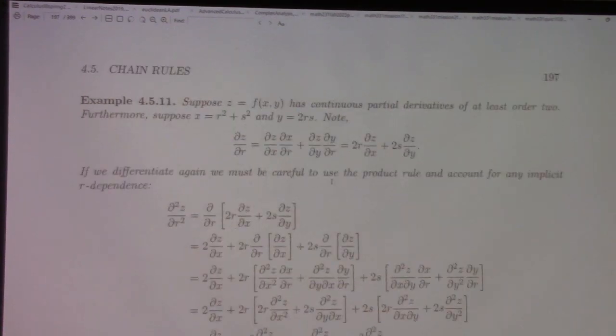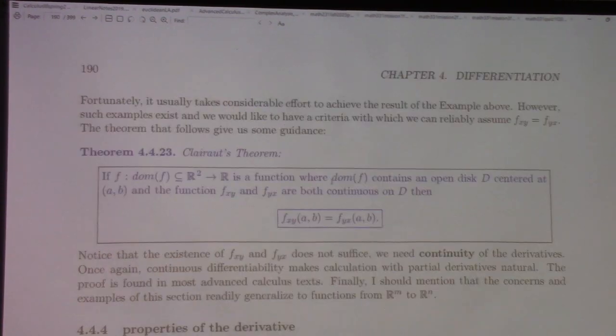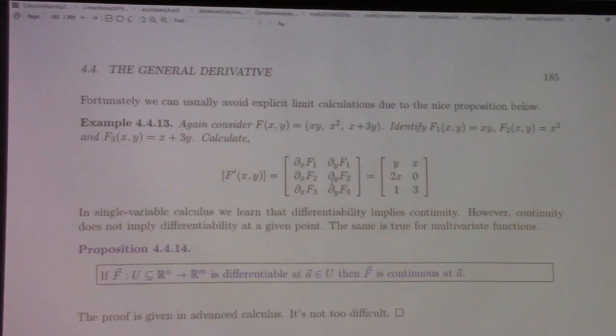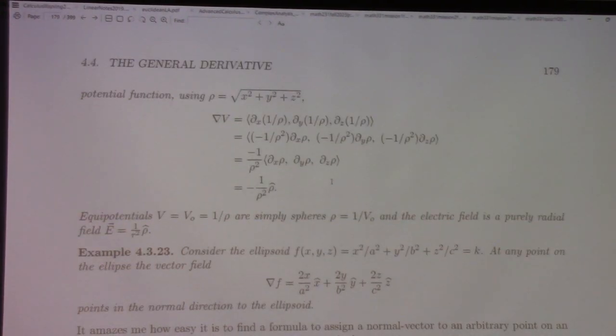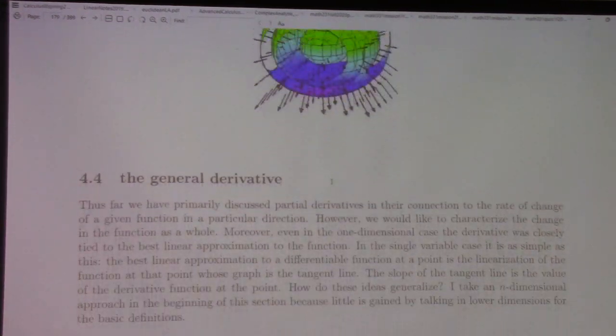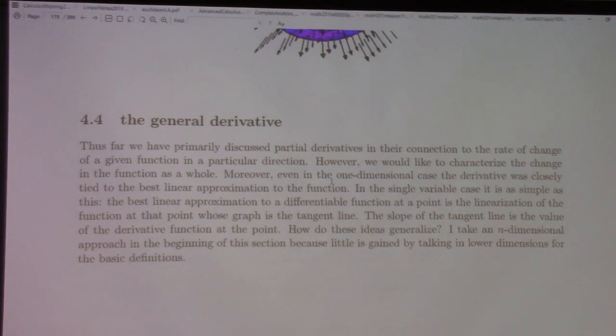So let me go back here a bit. Let me just talk about the general concept of a derivative for a bit. I've talked to you about partial differentiation. I've tried to tell you about chain rules.